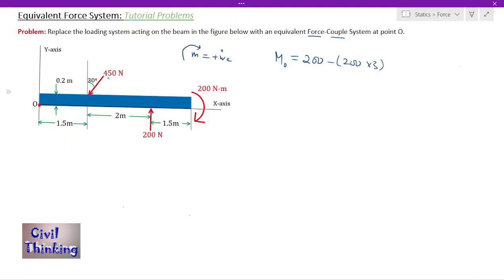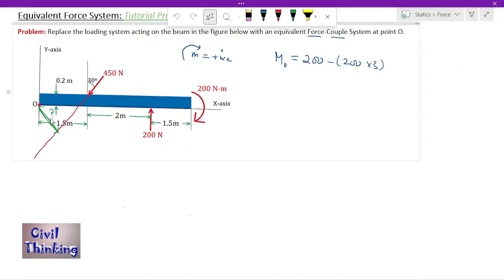Then we have 450 newton at this point. Now the normal distance between 450 newton and O can be found like this. Let me change the color first. Let us say this is the line of action of 450 newton. Then the normal distance between the line of action of 450 newton and point O is like this. Right, this is the normal distance. Now, as you can see, we don't know how much this distance is, so we cannot find the moment of 450 newton at O.